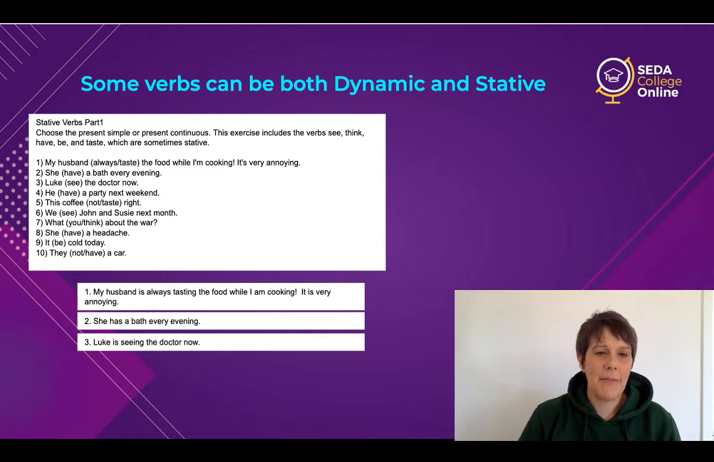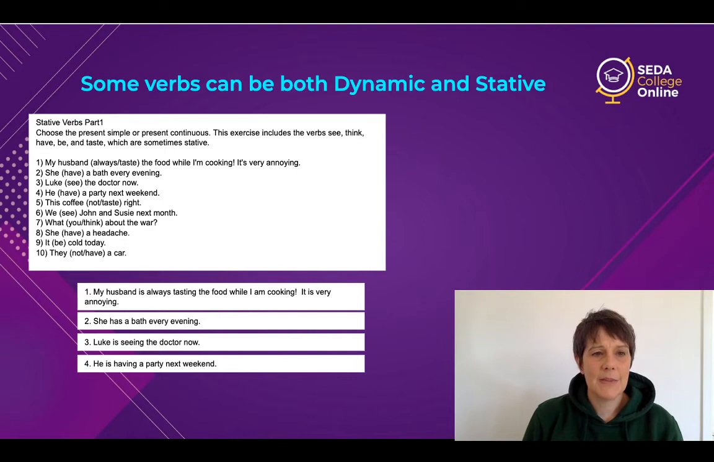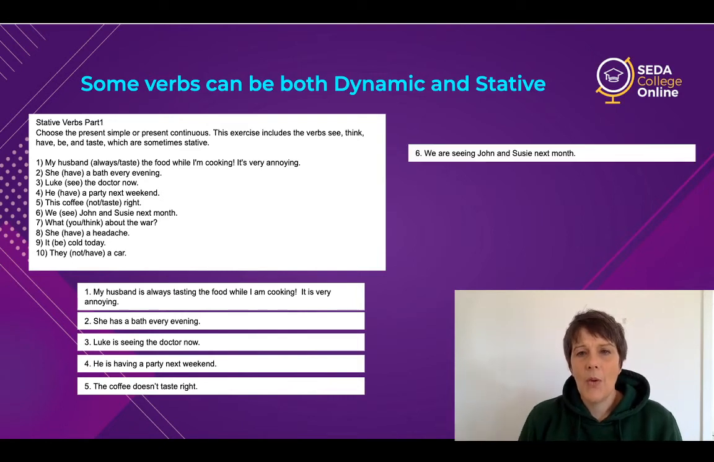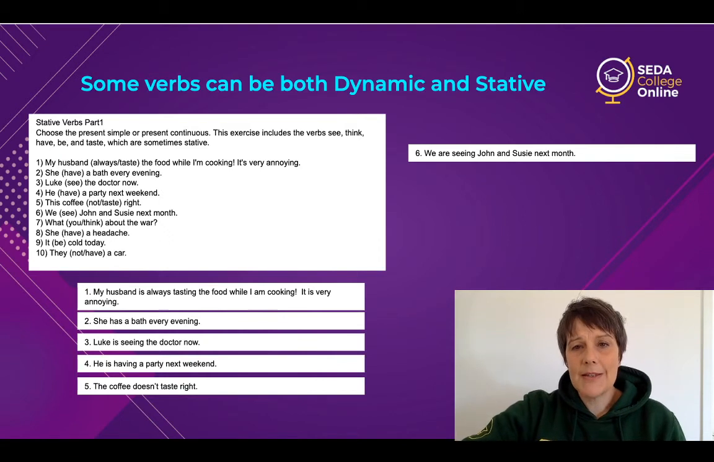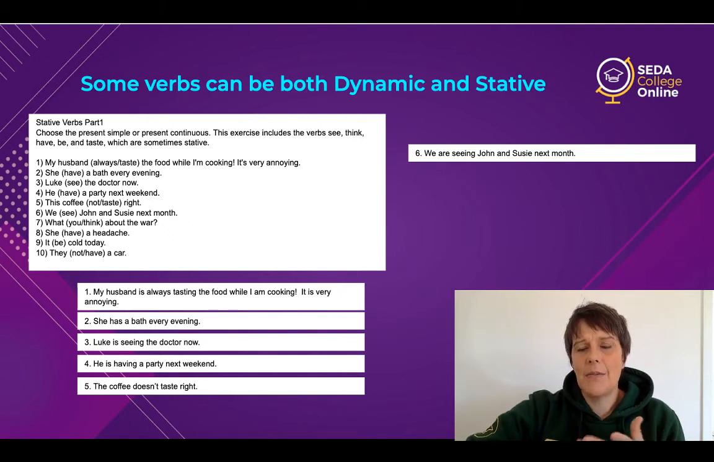because that's happening at this moment. He is having a party next weekend, because that's future. That's not something to do with his identity. That's just what he's doing. The coffee doesn't taste right. That is the stative verb in the present simple because it's about the taste of the coffee. It defines the coffee. We're seeing John and Susie next month. That's a future, and that means that we are going to visit them. It's not stative. It's something that's going to happen.